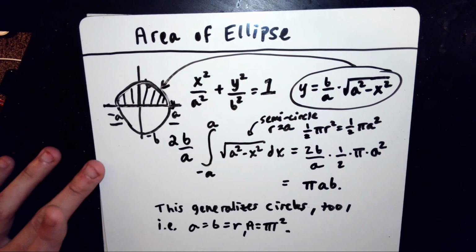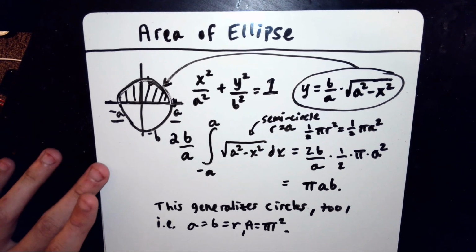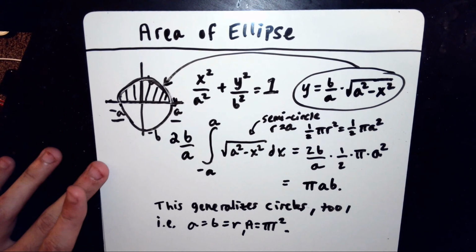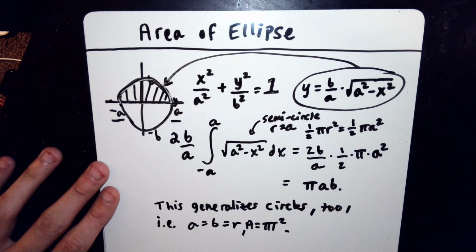So anyway, that's it for this video. I wanted it to be a quick one, just to derive the area of an ellipse from scratch, using some basic geometry and some calculus, and it's nothing too crazy. So that's the end of this video. I hope you enjoyed it.